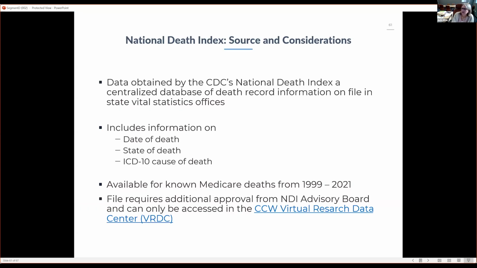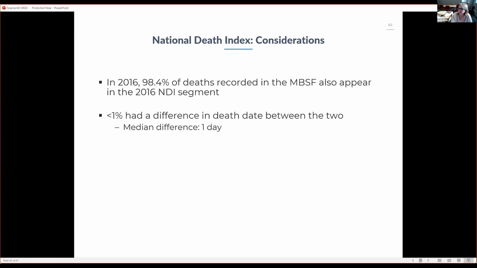National Death Index. The data obtained by the CDC National Death Index includes date of death, cause of death. Files require additional approval from the NDI Advisory Board, and these data are not available in physical form. You need to be part of the Virtual Research Data Center. But they are a massive help, and there are many situations and many questions we can now answer that we couldn't previously. In 2016, almost 99% of deaths in the MBSF also appeared in the NDI.